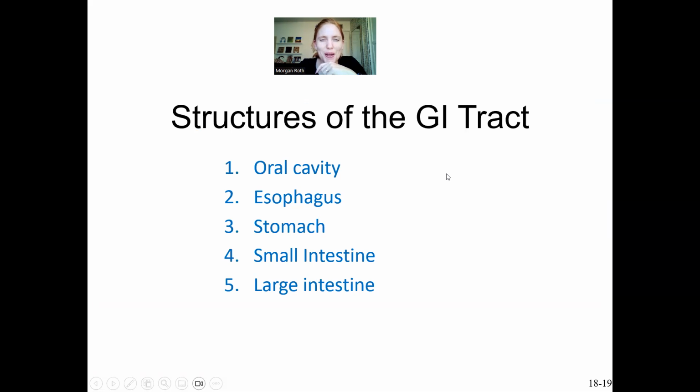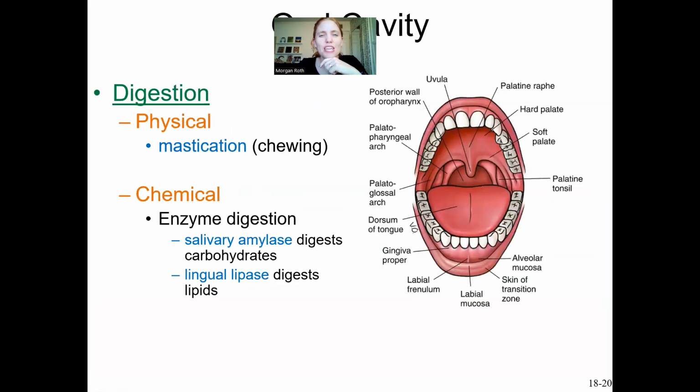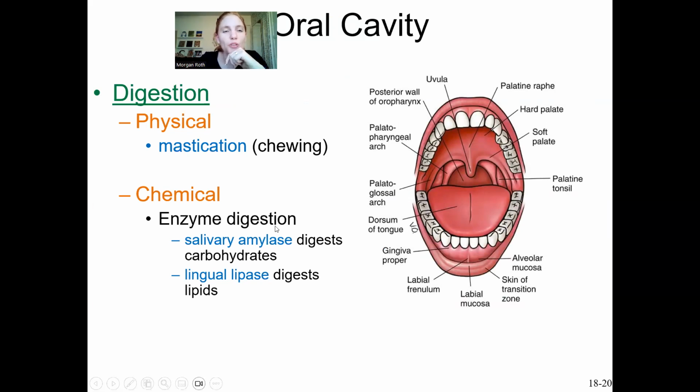Okay, let's start our way all the way through. Let's start with the oral cavity. The oral cavity, also known as the mouth, is mostly for digestion, but we want to remember that there are 2 different types of digestion. We have physical digestion and we have chemical. What was the difference between those 2?